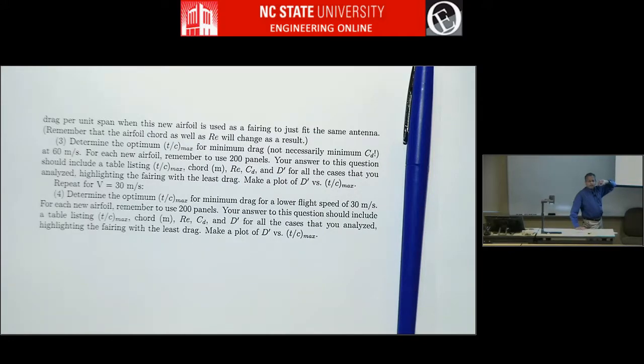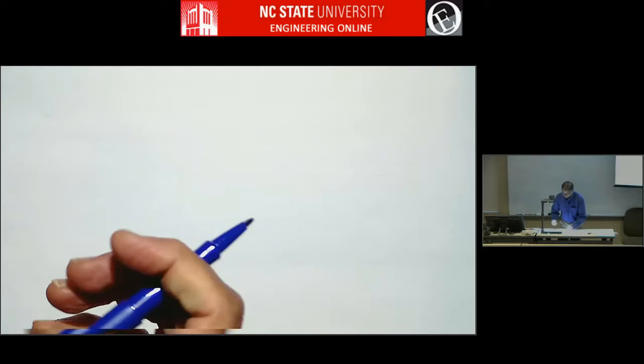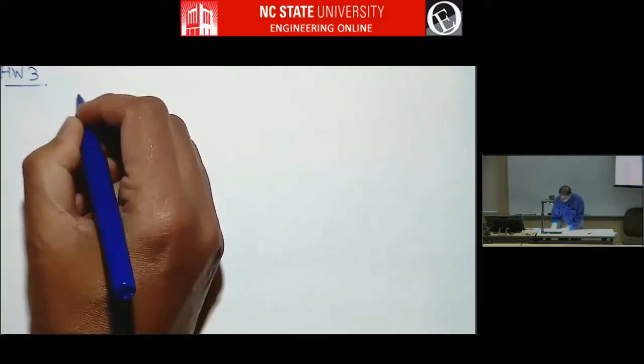And so this will help you kind of put together some of the things we have learned before, and also talk about thickness to chord ratio and Reynolds number effects and so on. So let's kind of talk a little bit more about this problem. So homework 3, fairing design, right?